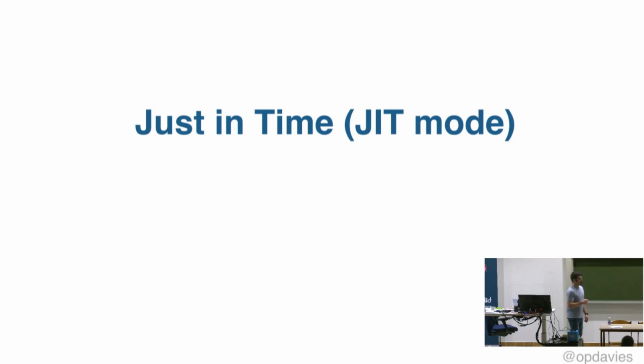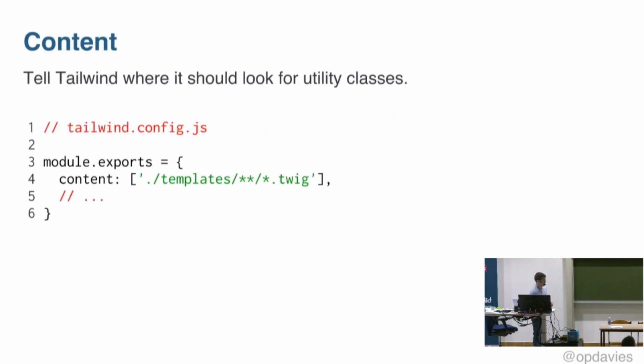But then what they did is implemented this just-in-time mode. Remember at the beginning I was talking about that content array. In the Tailwind configuration file, you tell it where your files are. It will scan them for you, look at the classes you have used, and only generate the classes if you use them, which is great. So I only get the classes I actually use in my project. I don't have to deploy the whole 10 megabytes of CSS or whatever it is.